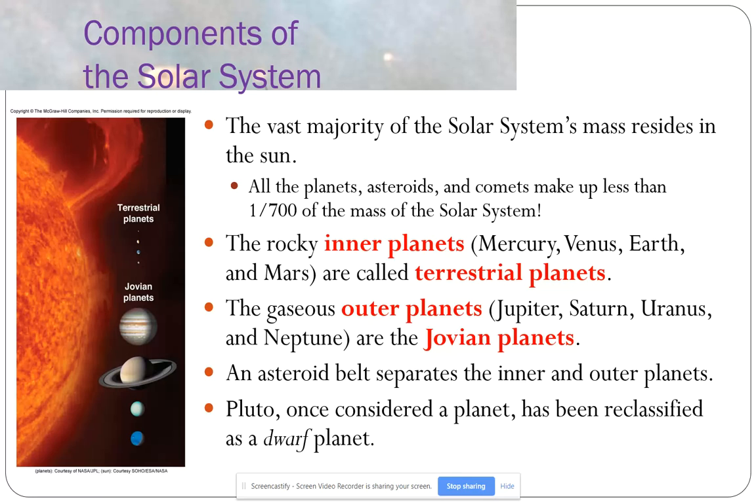These planets here are called the terrestrial planets. They're the ones that are like the Earth. They have rocks. They are rocks. Now those terrestrial planets, the Earth is the biggest one.